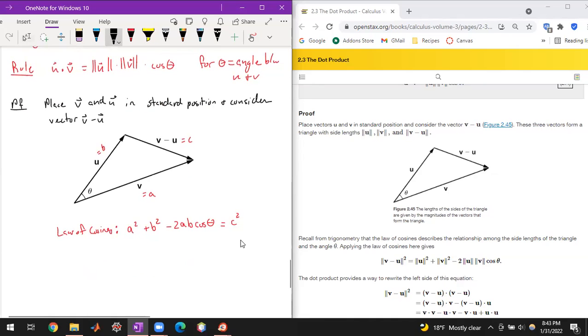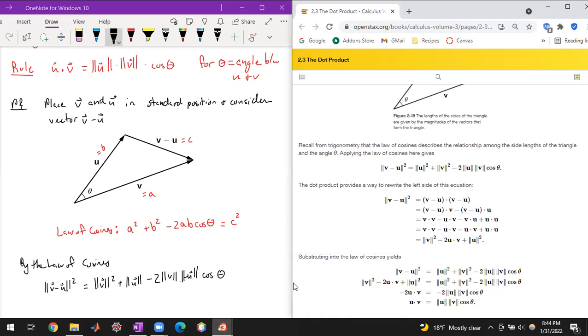Okay, so by the law of cosines, doing a substitution, we have then that c squared, which is the magnitude of v minus u, quantity squared, is equal to a squared, which is the magnitude of v squared, plus b squared, which is the magnitude of u squared, minus 2 times the magnitude of v, which is a, times the magnitude of u, which is b, times cosine of the angle between them.